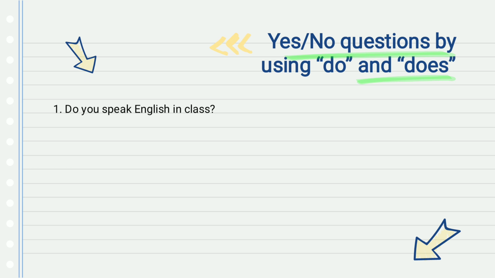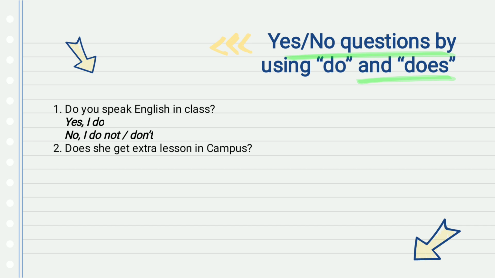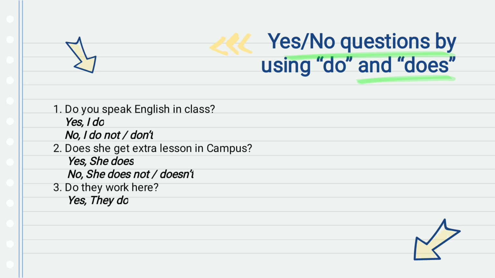So the answer is, you may say, yes, I do. Or, no, I do not. Or you can say, no, I don't. Number 2, does she get extra lesson in campus? So the answer is, yes, she does. Or, no, she does not. Or you may say, no, she doesn't. Do they work here? So the answer is, yes, they do. No, they do not. Or no, they don't.